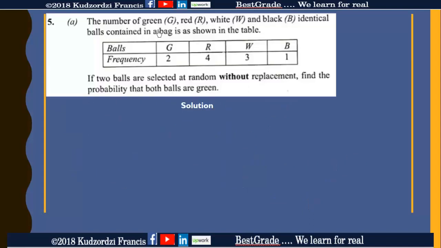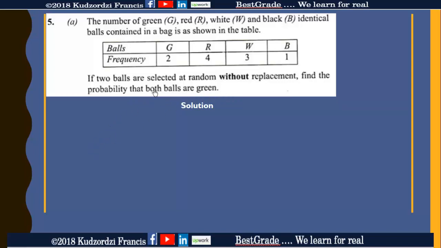The number of green, red, white, and black identical balls contained in a bag is as shown in a table. So the green balls are 2, and red balls are 4, white are 3, and then black balls is only 1. So if 2 balls are selected at random without replacement, find the probability that both balls are green.